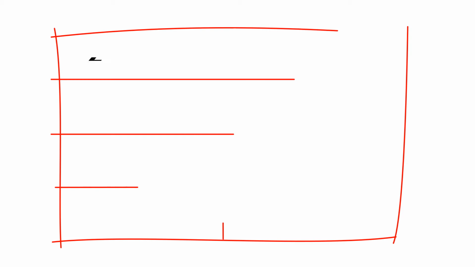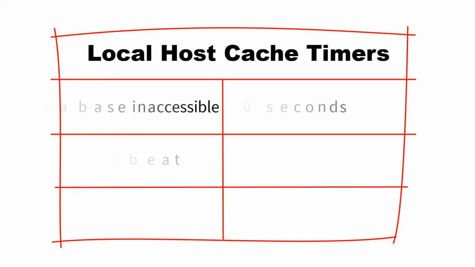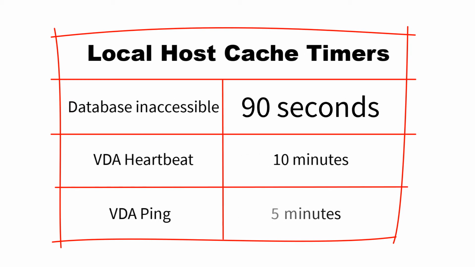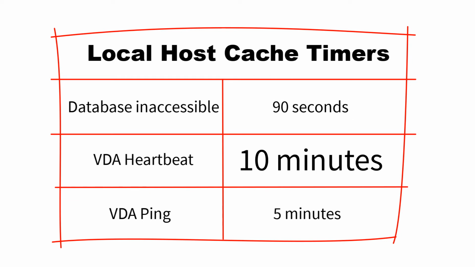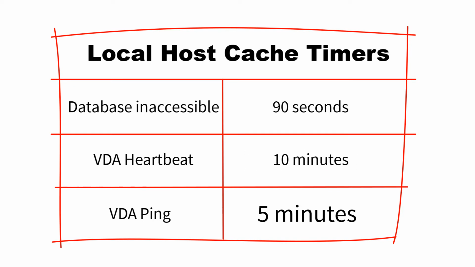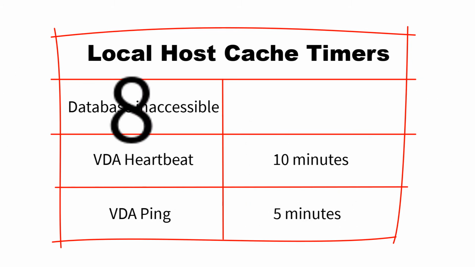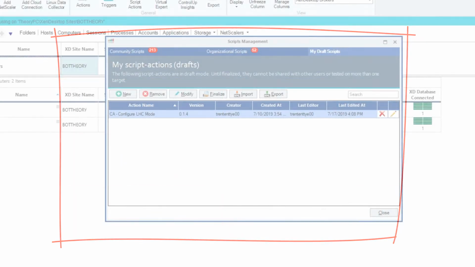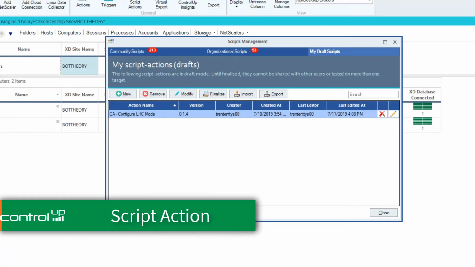This process has timers that cause delays. The first timer is a 90-second delay from when the principal broker notices the database failure to when the secondary broker activates. The next timer is the heartbeat interval for your VDAs. By default, this timer is 10 minutes with a check-in at half that time, 5 minutes. Using ControlUp automation, we can reduce the database inaccessible delay from 90 seconds to around 8. To start, let's create our script action.